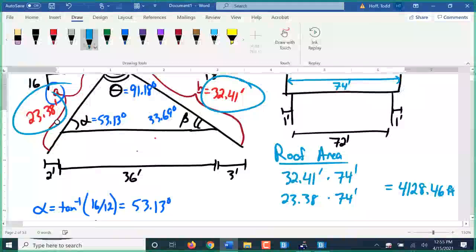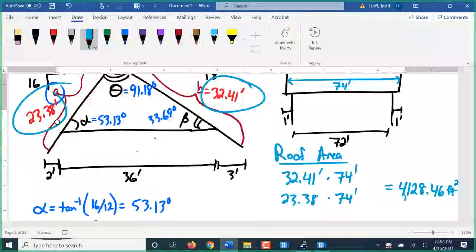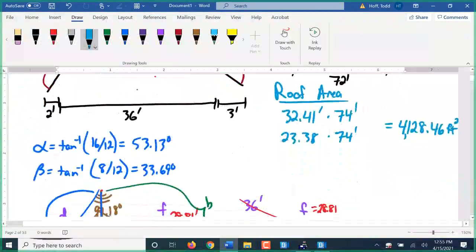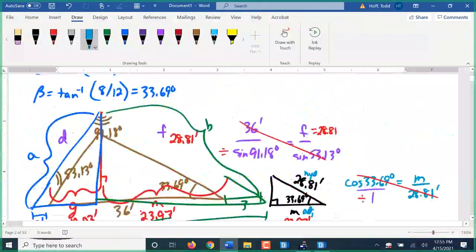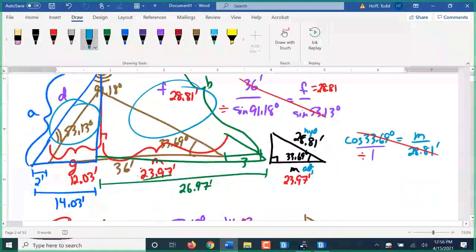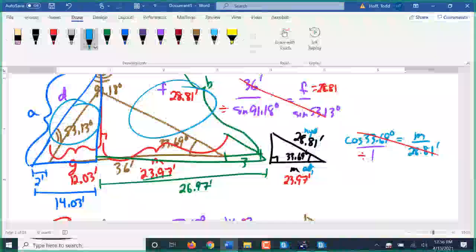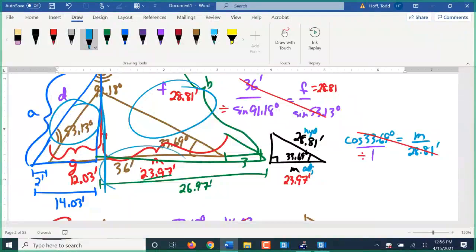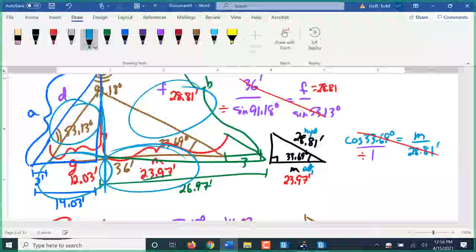So the total roof area of this is 4,128.46 square feet. Now, yes, I realize there's a lot of steps there, but this one really isn't that bad. As long as, once you find the angles, you realize that you have to clip off those overhangs so that you can use law of sines to find the top chord lengths without the overhangs. And really, the only reason you need that is so you can get your run of each of those slopes.